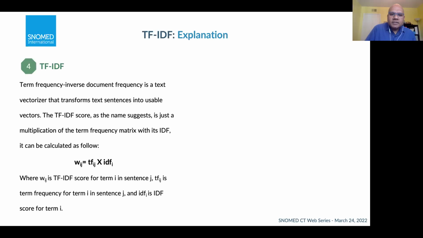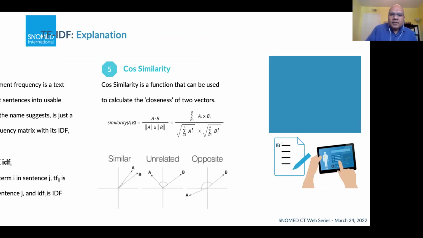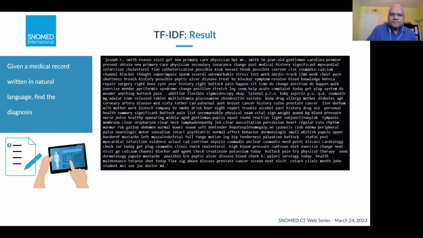The idea here is that we're trying to find out how commonly shared in a specific domain these words are, because as you know, every SNOMED concept also has words in it, and we're trying to match those words. Cosine similarity is one of the most common methods that people use, and we use that too. And the result is fairly interesting.